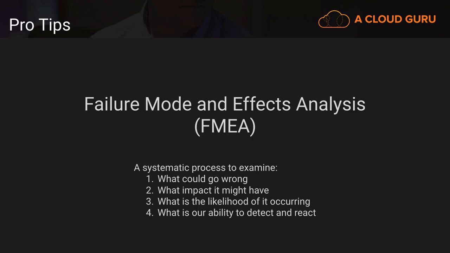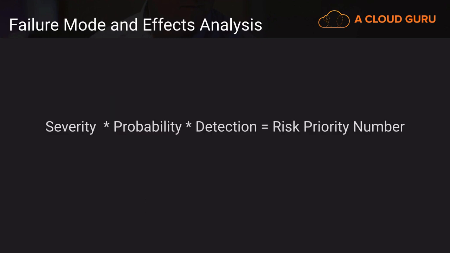Really, all it is, is a systematic process to examine what could go wrong, what impact it might have, what's the likelihood, and what's our ability to detect it. And then ultimately, what should we do about that to either reduce the risk or position ourselves such that we can react to that? In general, you create a formula, and there are several types of formulas that some people use. This is one that I like to use.